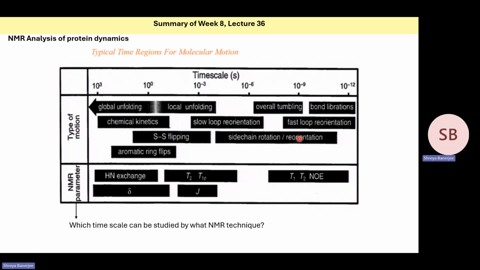So in order to study each motion, there are different NMR experiments. So suppose if you want to study the global unfolding, then the NH exchange experiment has to be studied. If you want to study the local unfolding, then the J values have to be calculated. Similarly, if you want to study the very fast motions like loop orientations or bond vibrations, then the T1, T2, NOE has to be studied. So there are different NMR techniques to study different molecular motions in proteins.